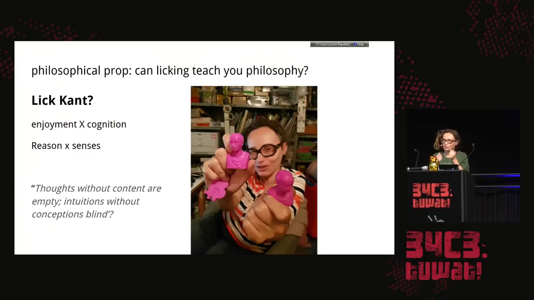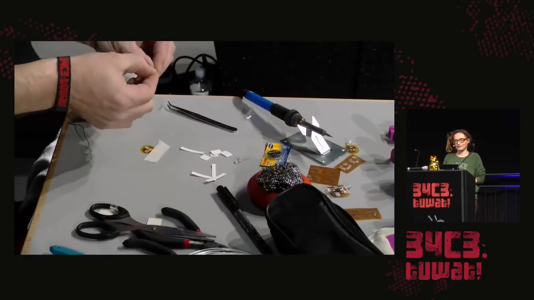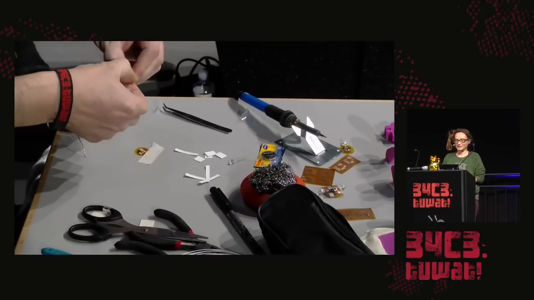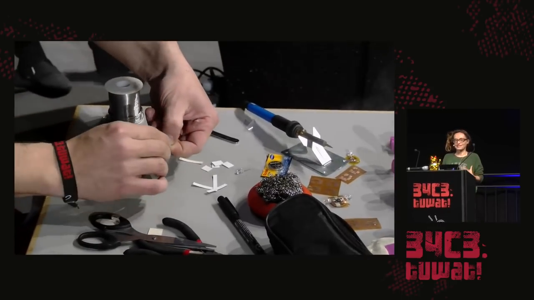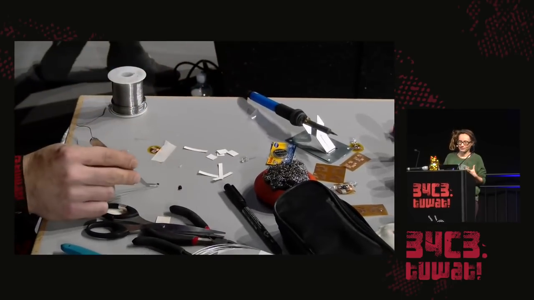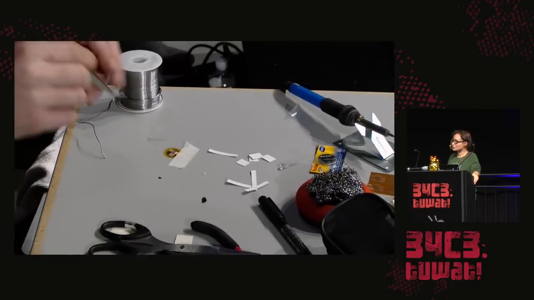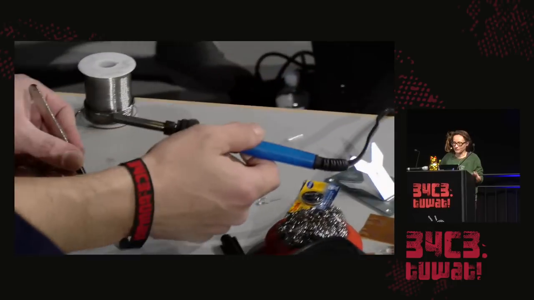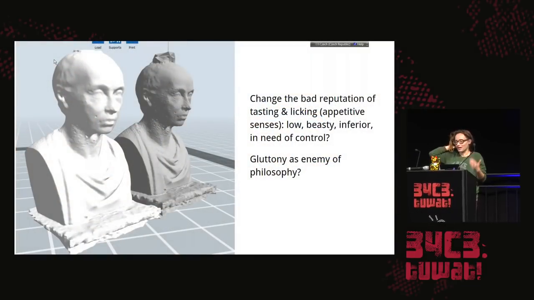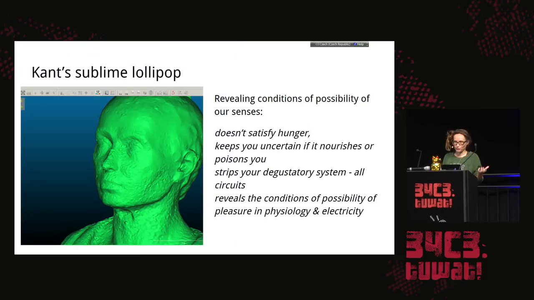So I think the lollipop, by licking it and seeing the circuit inside and how it works, the connection between electricity and your senses, you can achieve something that Kant was trying to say with this principle that reason without senses is empty, but senses without reason are blind. That figure of Kant in this project is something I asked them to do for me. And I believe with this lollipop in the form of Kant's head, we can change the bad reputation of tasting and licking. In philosophy, they're considered appetitive, low senses. They're beastly, inferior, in need of control, and basically enemies of philosophy.